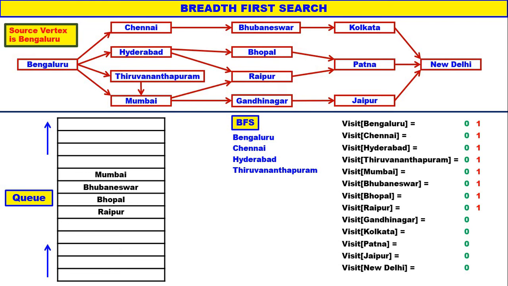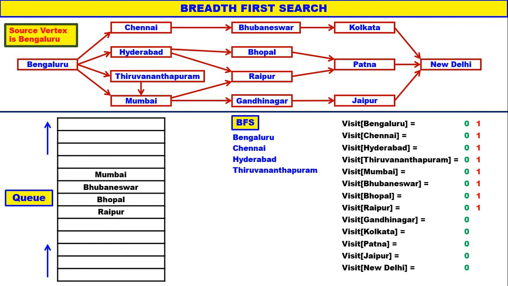Can we add Mumbai at the end of the queue? No, because visit of Mumbai is already 1, meaning Mumbai is already visited, therefore Mumbai cannot be added at the end of the queue. Very good. We cannot do anything because Mumbai is already added. Okay. Again come back.